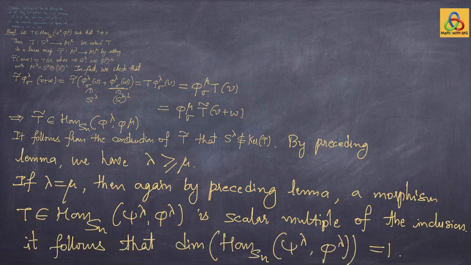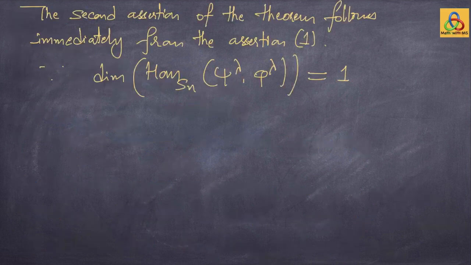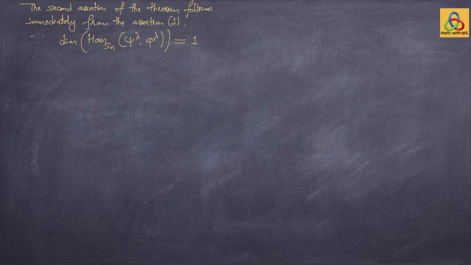Let us prove the second assertion of the theorem now. The second assertion of the theorem follows immediately from assertion 1, since the dimension of this space of morphisms Hom Sn psi lambda phi lambda is 1. We now prove the main result of this lecture, which is also the last theorem of this course.